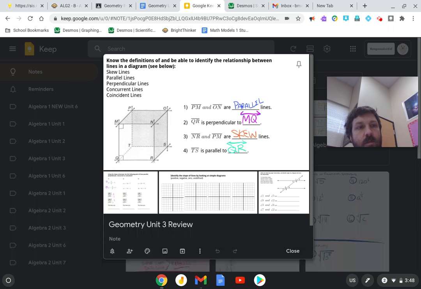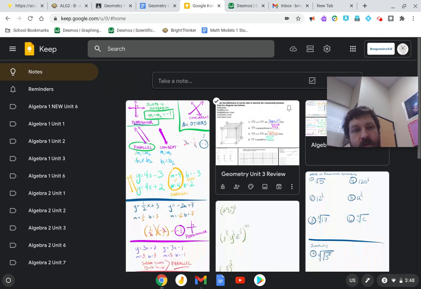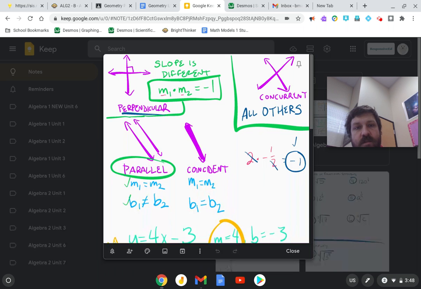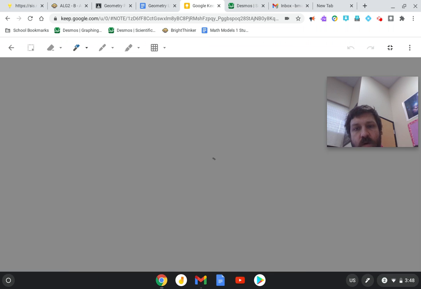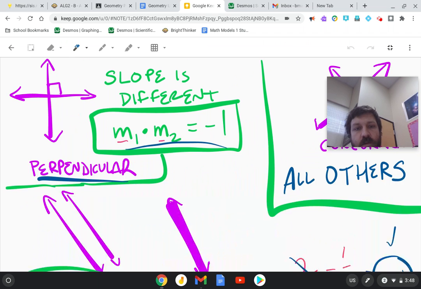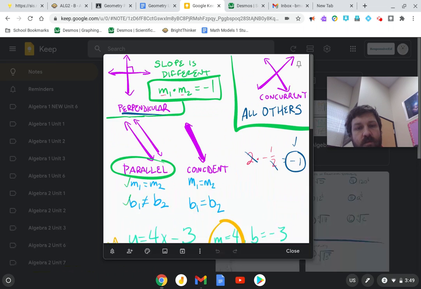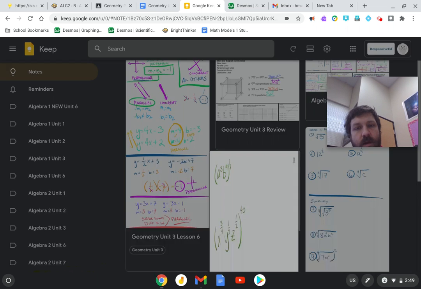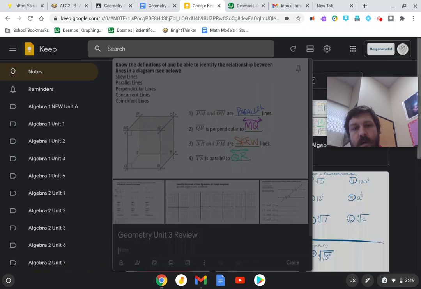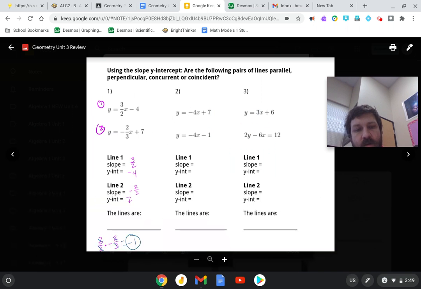If you remember, I'll jump over to the notes again. If the slopes multiply to make negative 1, there it is. If the slopes multiply to make negative 1, then those lines are perpendicular. So I hop back over to my problem, and I see they multiply to make negative 1. So these lines are perpendicular.